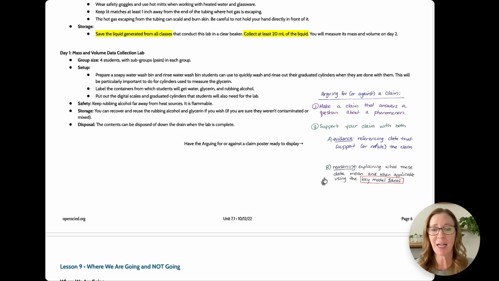Now, they're going to have a handout that you're going to need to print out. I'll show that to you in a minute, but it might be nice to have this poster up. It comes from lesson 2, we've been developing this practice throughout the unit, to reference making a claim, supporting with evidence, and then using key model ideas to write our reasoning.